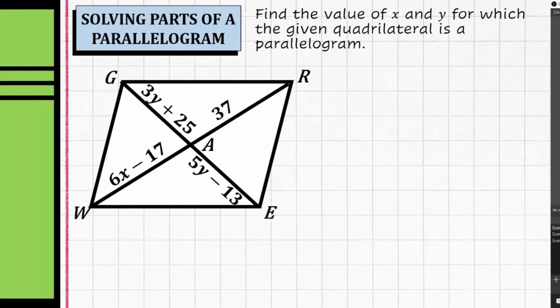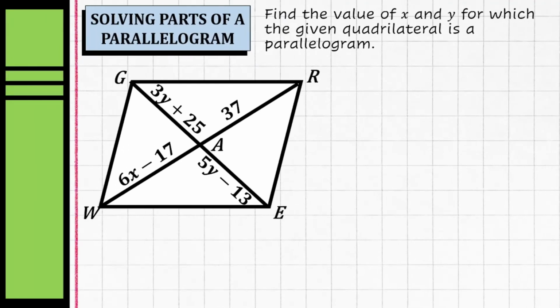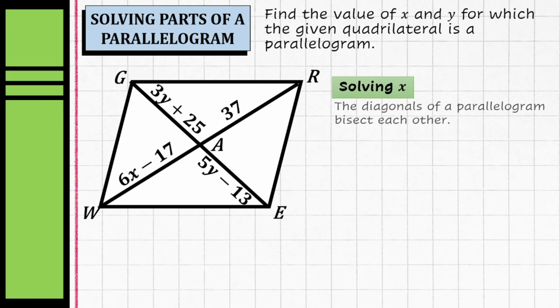Alright, okay, let's have our last example for today. So for example, we're given this parallelogram and we're going to solve for the value of x and y. Now, let's start with solving for the value of x. Looking at our parallelogram, we're given the diagonals of our parallelogram. Now, we can use the property that the diagonals of a parallelogram bisect each other.